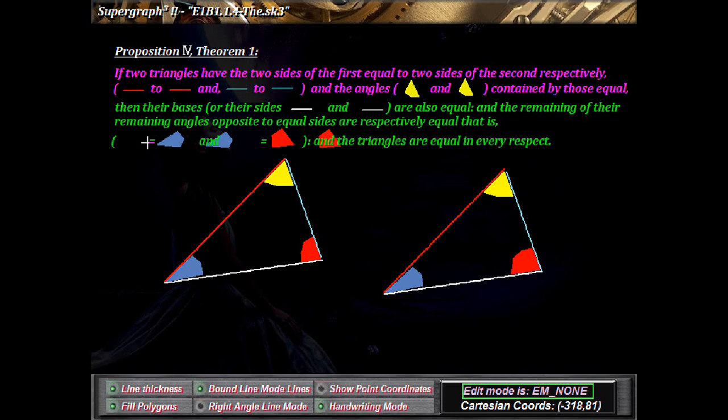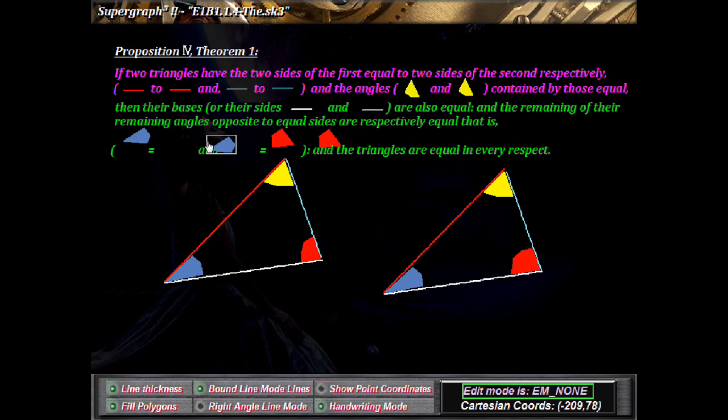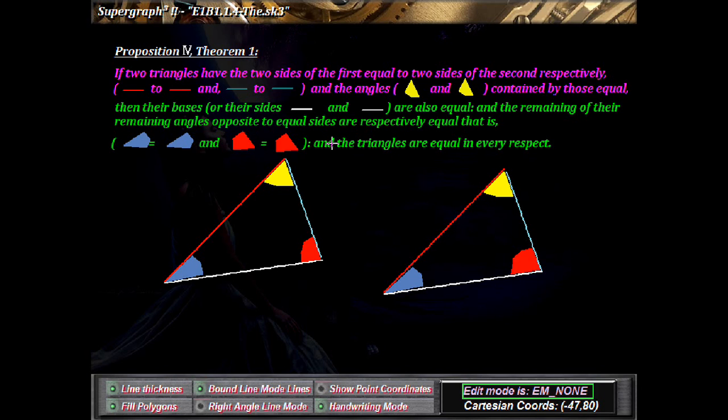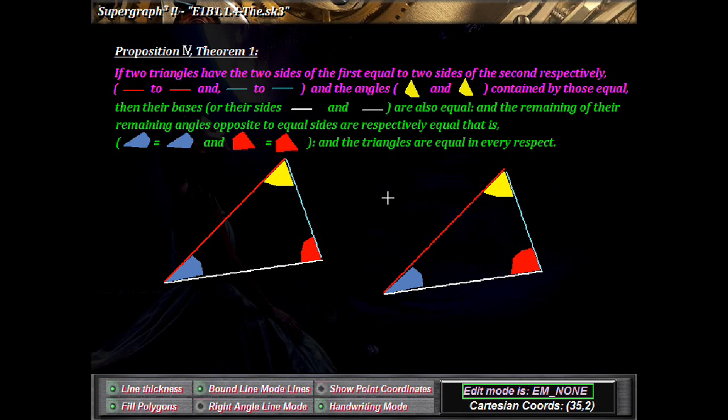Green. That is this blue angle should fit. There we go. Okay. That is. Let's start from the beginning again.